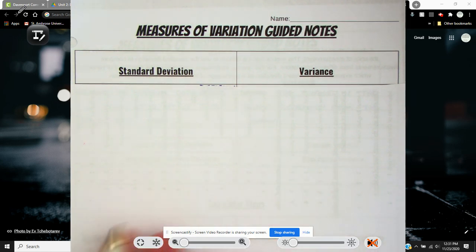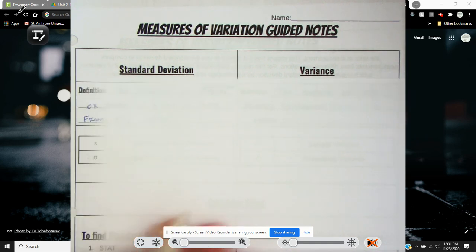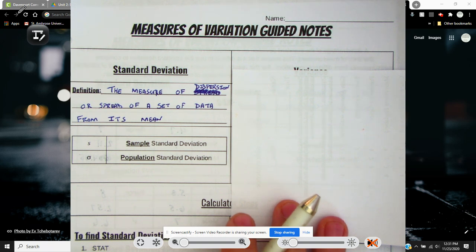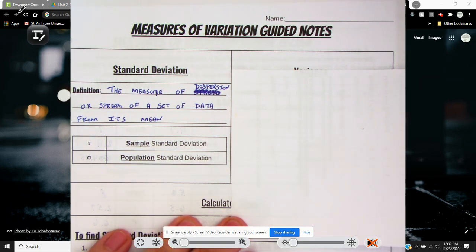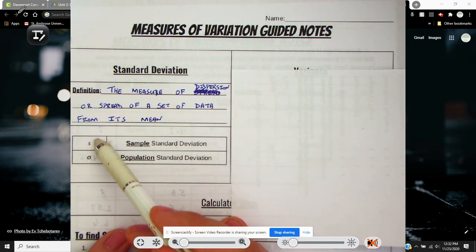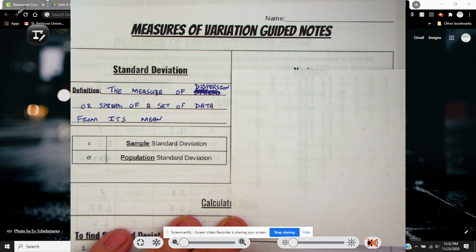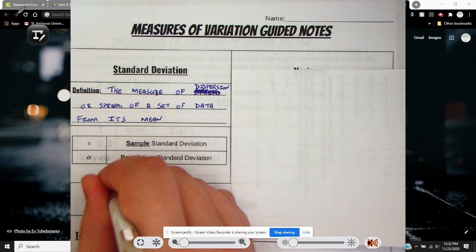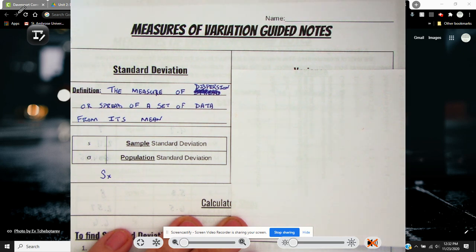Our first vocab word is standard deviation. Standard deviation is a measure of the dispersion or spread of a set of data. If we're talking about a sample, we're going to use this S. And if we use the population, we're using this Greek letter, it looks like a cursive O, called sigma. Your calculator will actually tell you this value, and it's going to look like a capital S, X. All of those deal with standard deviation.